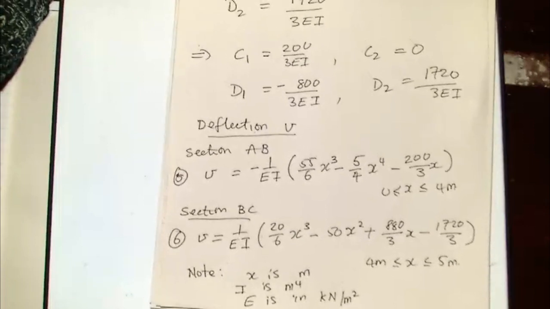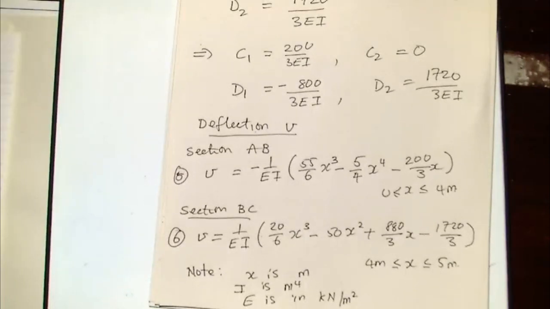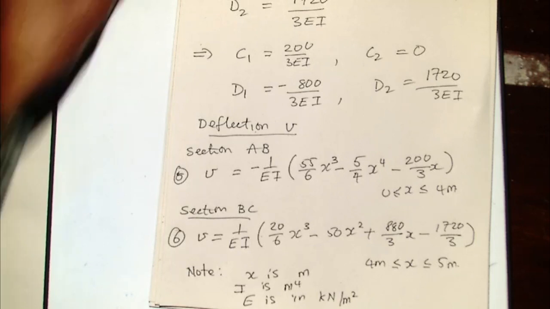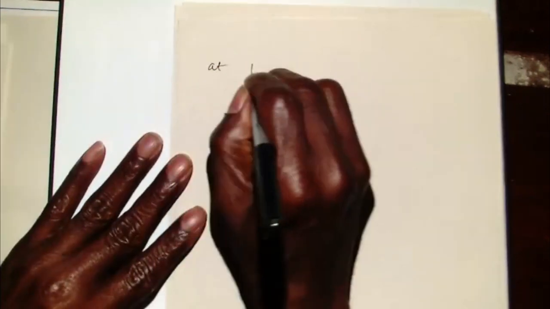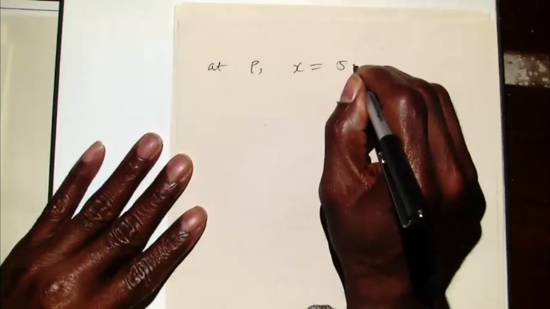If your deflection is positive, it means that point is moving downwards. If it is negative, it means it is moving upwards. And you will see when we do this, that value is going to be a negative value. And there's a reason for that because of the way the loads are put on that P. So let's try and do that. So at point P, x equals 5 meters.